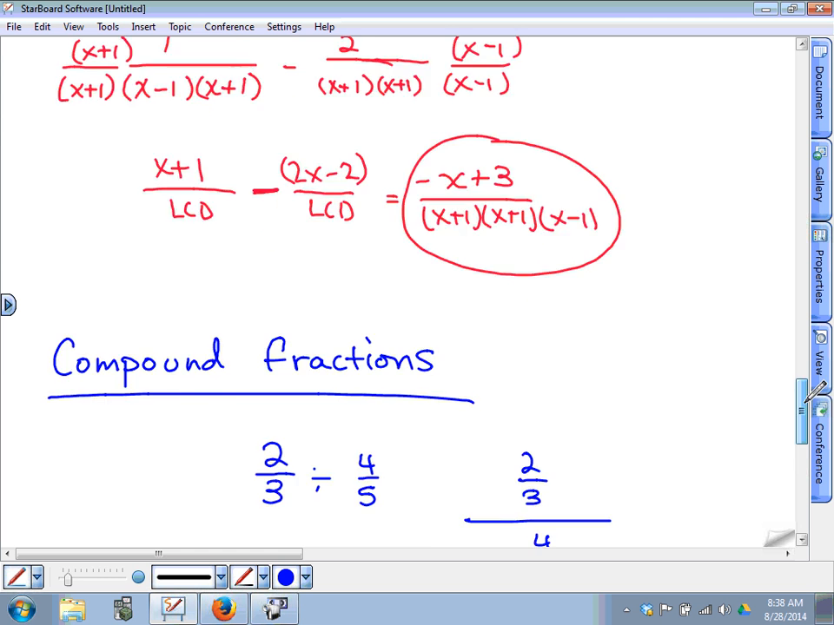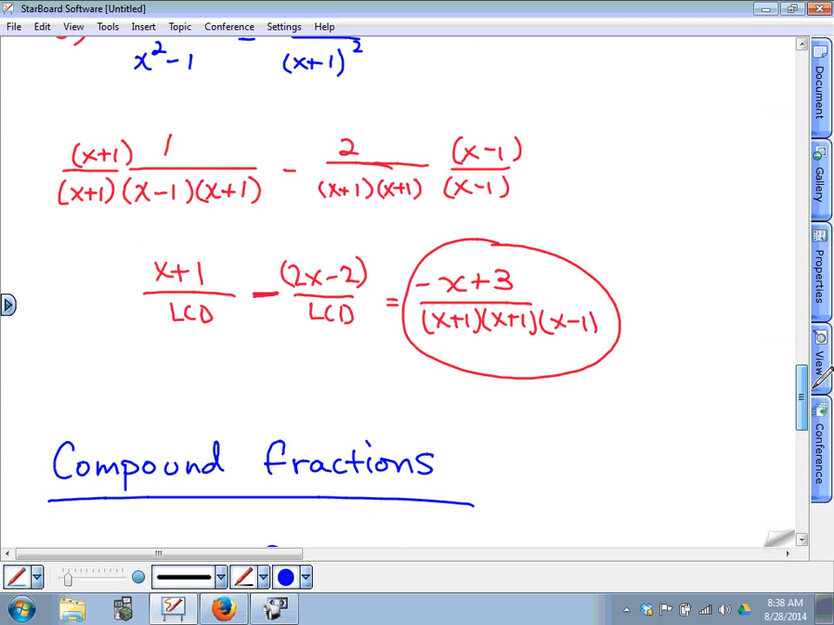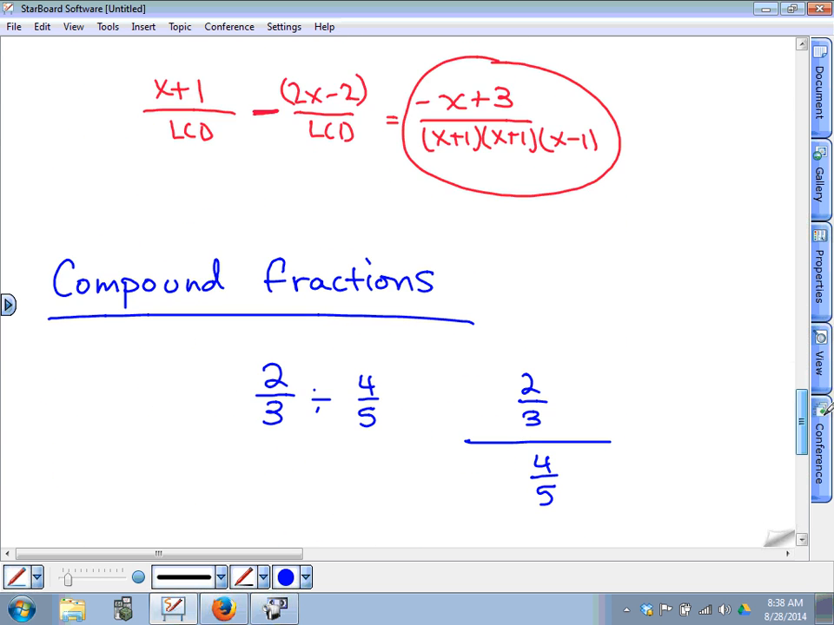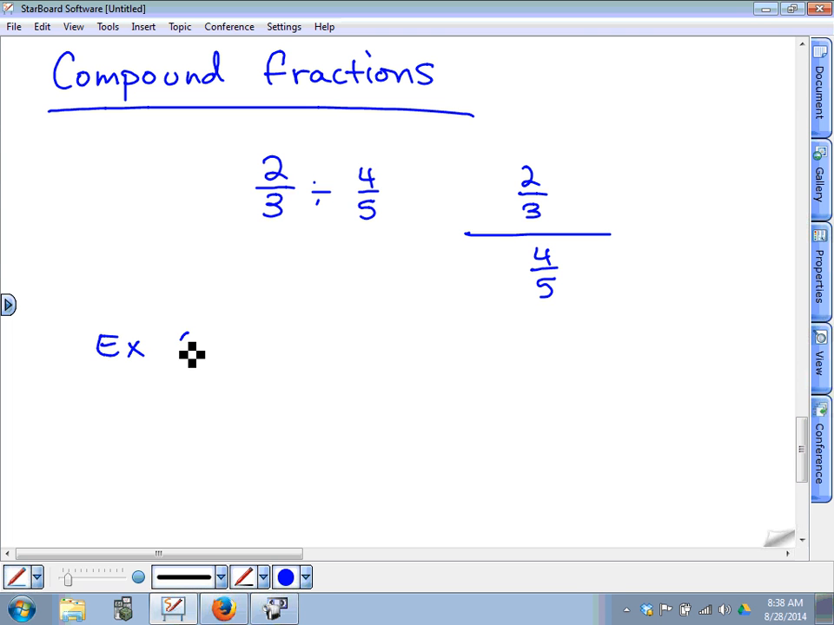So, what example are we on? Example 6. Yes, example 6.